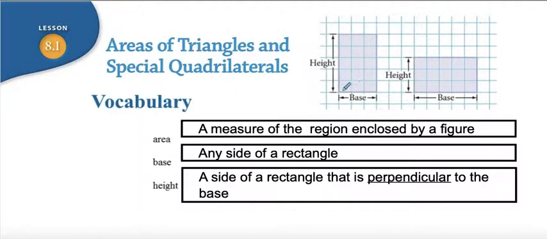And then the base could be any side of a rectangle. Right, on this rectangle right here, we've chosen this as the base. But if we flip that over, this could also be the base. Now the important thing is the height. If we've chosen our base, the height must be the side that is at a 90-degree angle to the base. It's perpendicular to the base. That's important, especially when it comes to the formula for our parallelograms and trapezoids and so on. So remember that the height has to be perpendicular. It has to form that 90-degree angle.